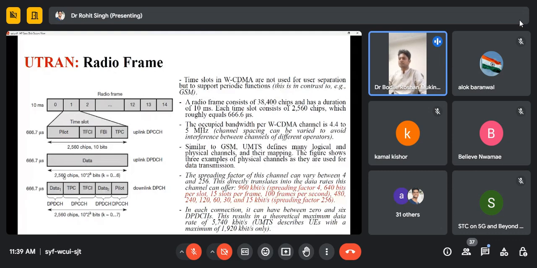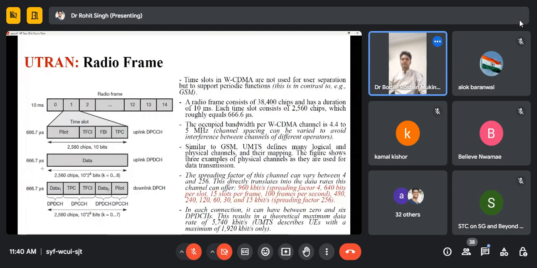And if 4 chips carry 1 bit, that means for spreading factor 4, in this duration of 666.7 microseconds, we can transmit 2560 divided by 4 bits in this whole slot. So this slot can carry maximum data bits 2560 divided by 4, and the minimum data bits that could be transmitted over this slot is 2560 divided by the maximum spreading factor, that is 256. So with this, you can have a data rate up to 960 kbps.